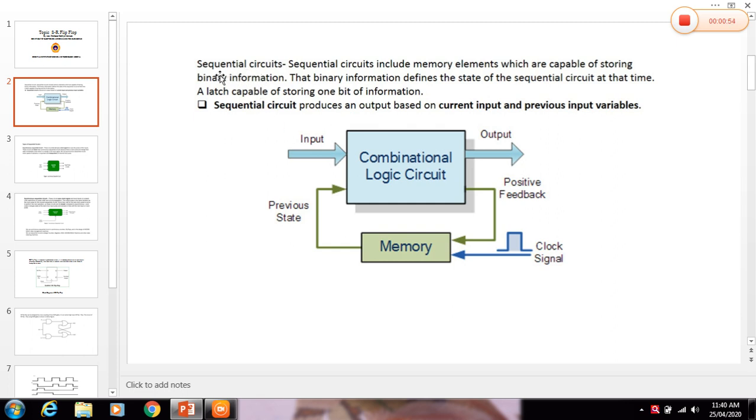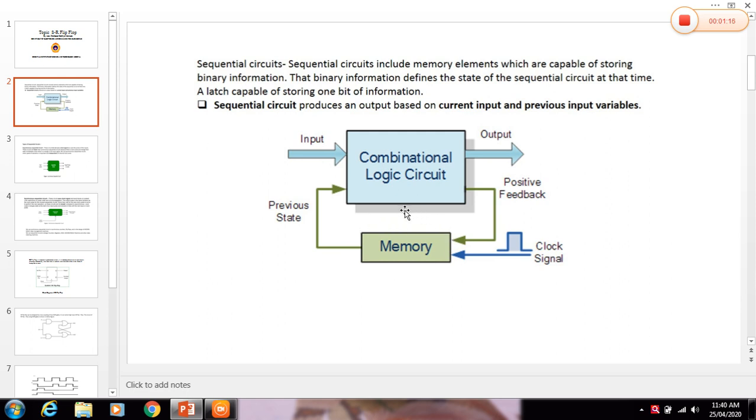But in sequential circuits, the output depends on the present input as well as the previous values of the input. Thus, I'll make it clear that the output depends on the present input as well as on the previous input. To store the previous input, we need a memory element.